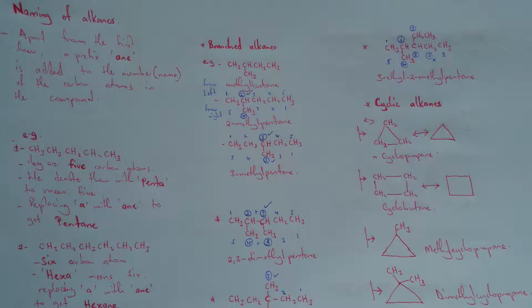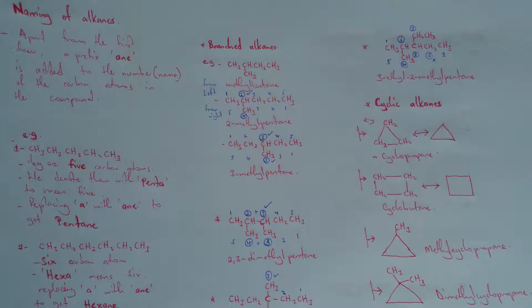So we name them according to the number of carbon atoms, and then add the ending ane, apart from the first 4 members, that is methane, ethane, propane, and butane. That is for the case of the straight chain members. But then we shall see that not all members are straight. We have some branched members.